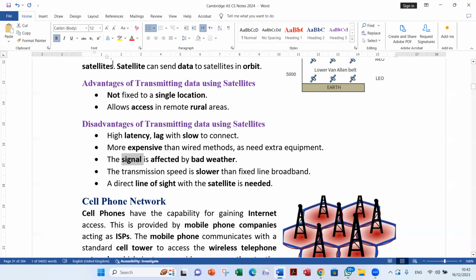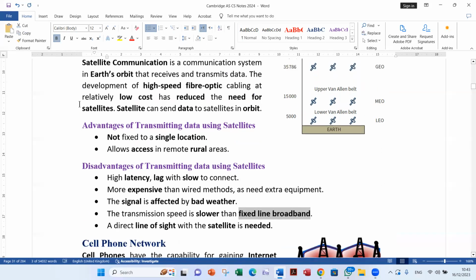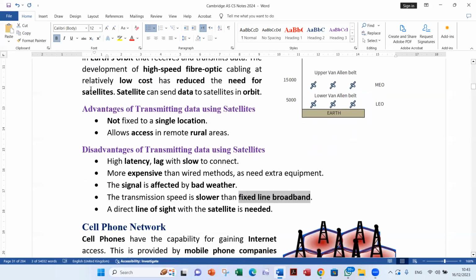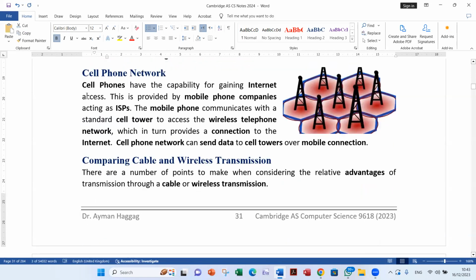The transmission speed is slower than fixed line broadband. So if you have a fixed line broadband, you would never use a satellite. You only use a satellite when you are in the middle of the desert with no infrastructure. Direct line of sight with the satellite is needed. So that was a question about satellites. I am deeply concerned with how that topic is being discussed in past papers.